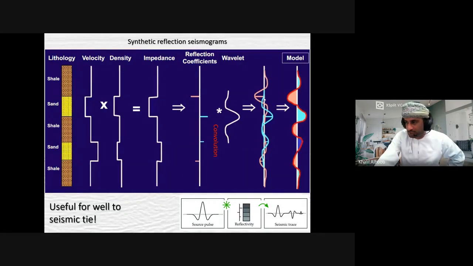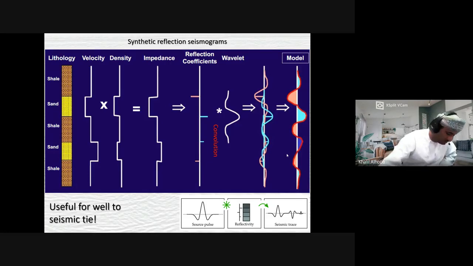I'm summing this one with the other color, with the reflections. These are reflections from each interface. This is an interface. This is an interface. I have 4 interfaces. That's the total trace I get. This is the trace, that's the model I get. So this is an example. This is the source pulse, that's what you see here. This is the reflectivity series. And this is the seismic trace you get.